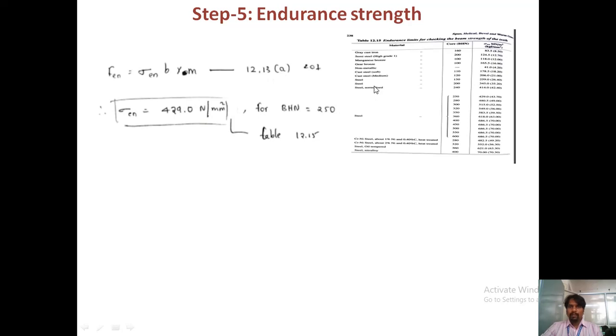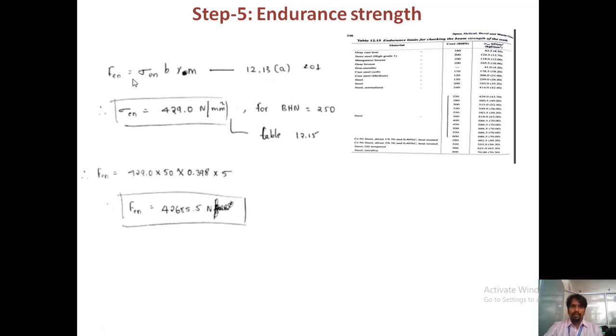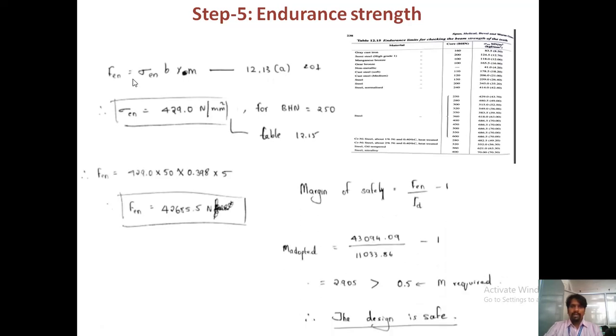Listen once again. For material steel and BHN equal to 250, which is given in the problem, sigma endurance is equal to 429.0 Newton per mm square. By substituting sigma endurance, B, Y and M, we get F endurance. So we need to check the margin of safety, whether it is safe or not. The margin of safety is given by F endurance by Fd minus 1. F endurance we know, and Fd, the dynamic load, we calculated in the previous step, minus 1, which is getting around 2.905.